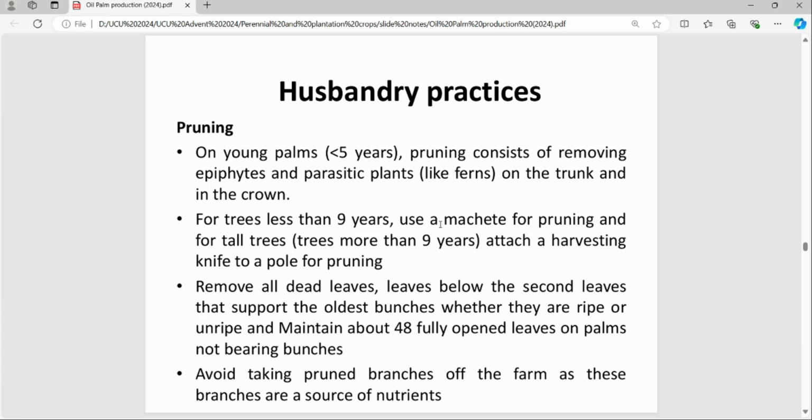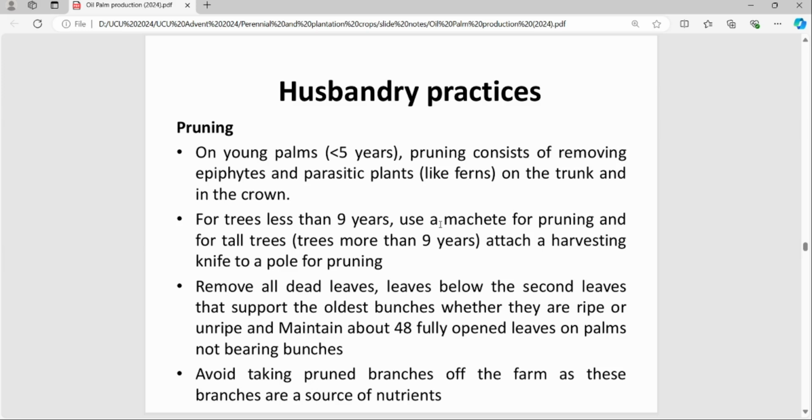You remove dead leaves for these mature plants. You remove the excess leaves below the branches, whether the branches are mature or not. And then we ensure that we maintain about 48 fully developed leaves for plants that have not been able to bear branches yet, because now we will need these leaves to help in photosynthesis.